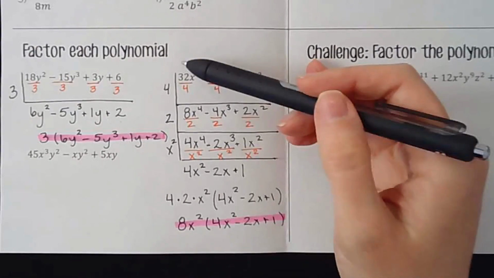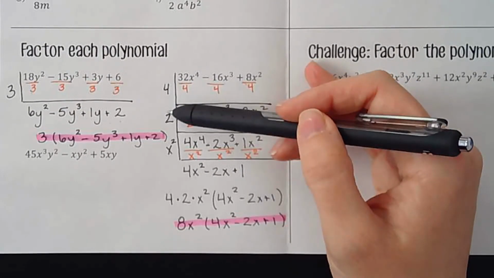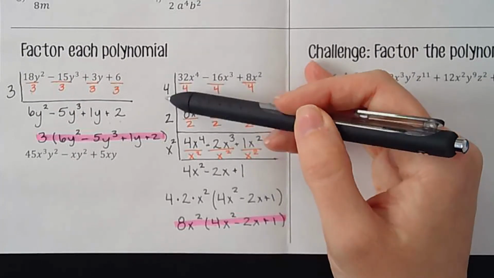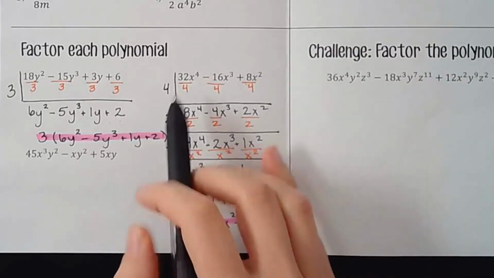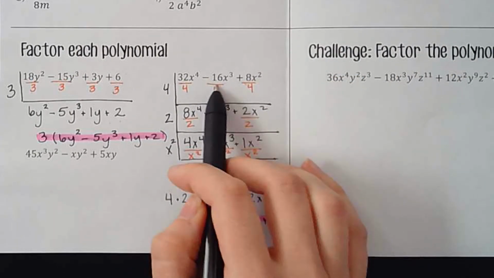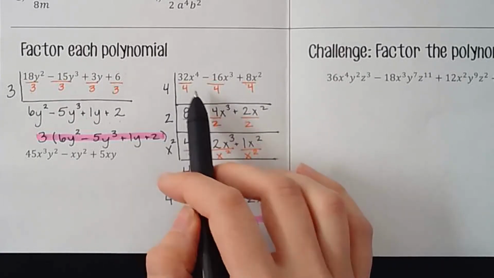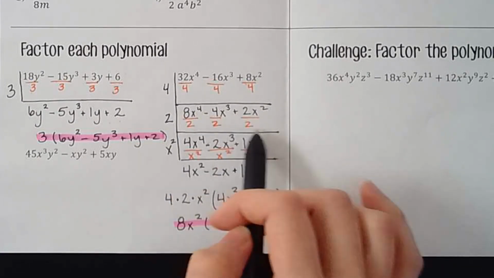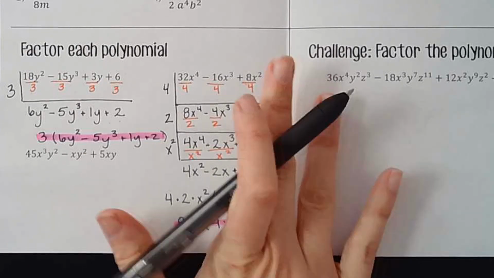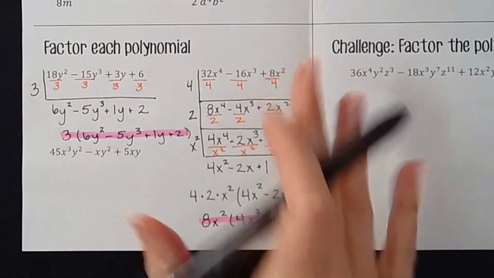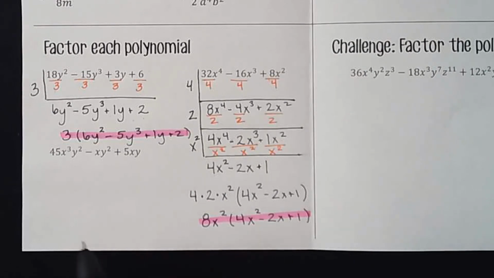So here you'll notice that I factored out a 4, and then I had to factor out another number. I factored out a 2. If I had seen in this first step that all of these numbers were divisible by 8, I could have factored out an 8 and saved myself a step in here. So let's see if we can save ourselves any steps in this last example.